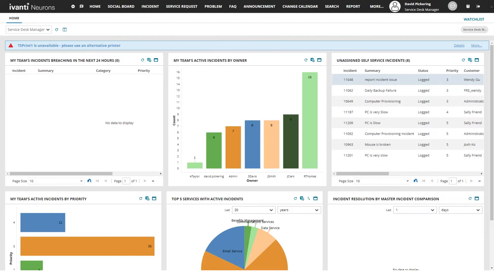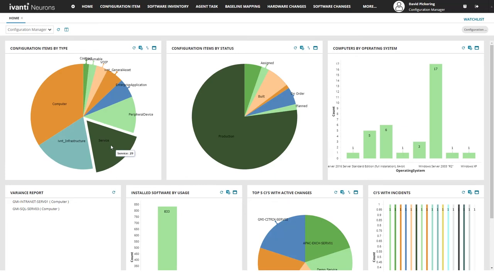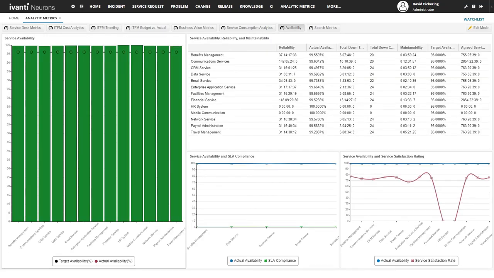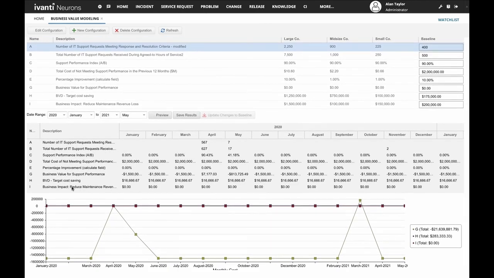Ivanti Neurons for ITSM provides world-class ITIL capabilities across 11 PinkVERIFY ITIL processes, enabling you to drive efficiencies across all areas and reduce impact to the business and your employees. Ivanti Neurons for ITSM enables your organization to shift left and reduce IT issues by 50% through the hyper-automation capabilities provided.